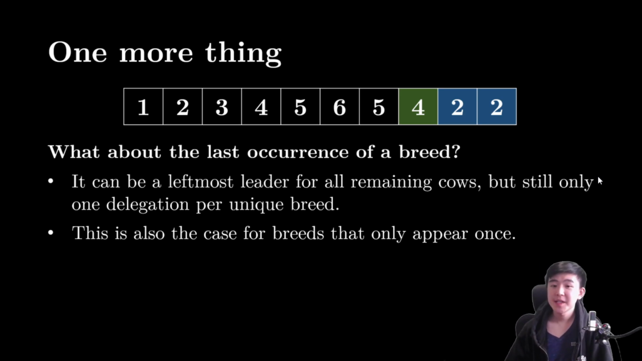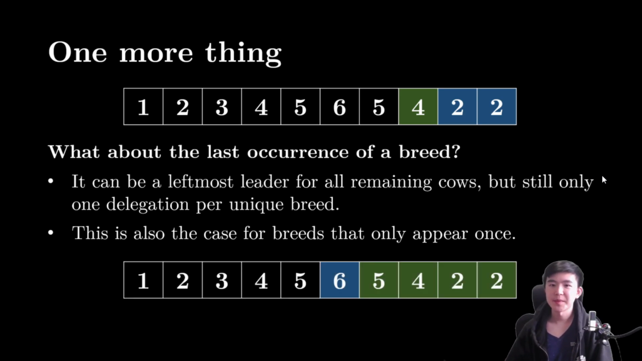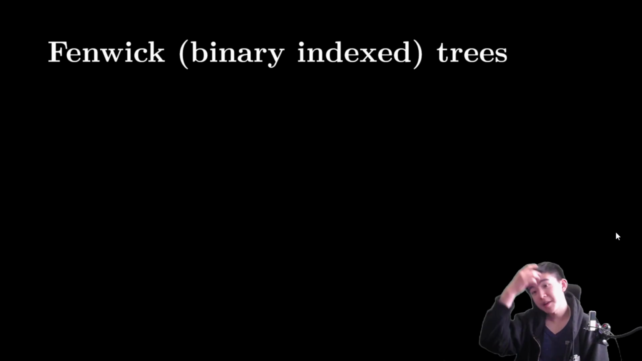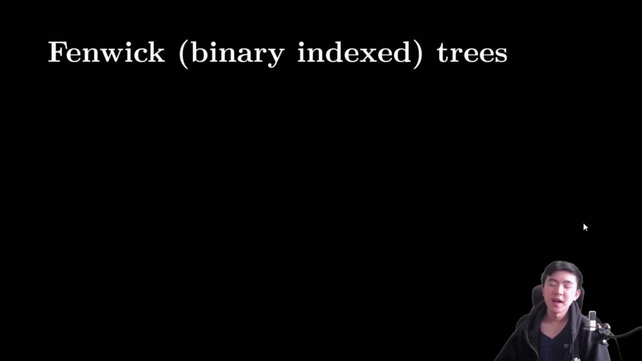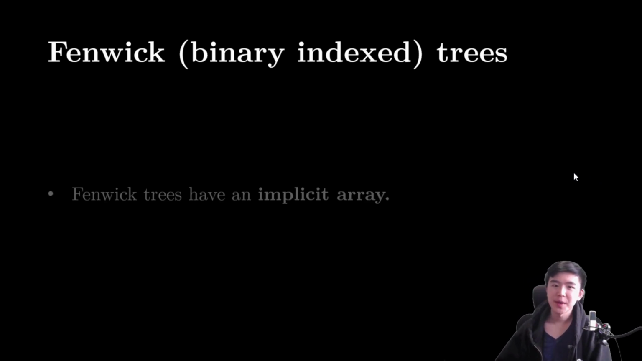This is also the case for breeds that only appear once, for example, this 6, and now we get into the unique range query bit of the problem, finding the number of unique breeds within an interval. So first up, we're going to have to use Fenwick or binary indexed trees. I'm going to leave a resource in the description just in case you don't know what these are or need to review them, but I'll just give a quick overview right now.